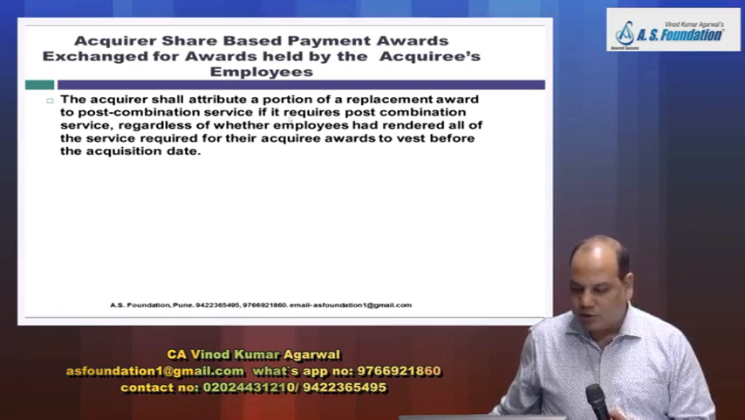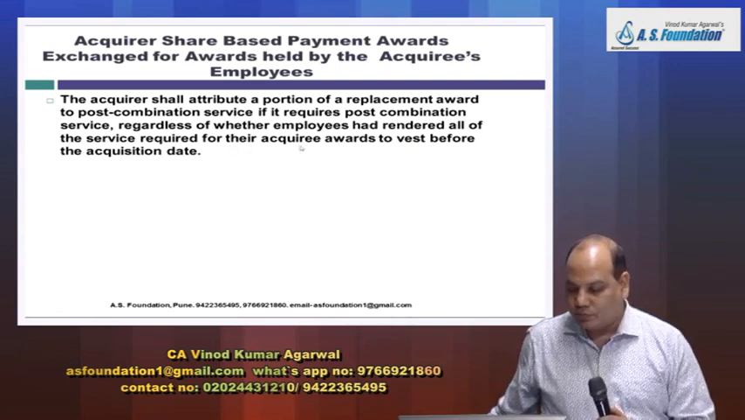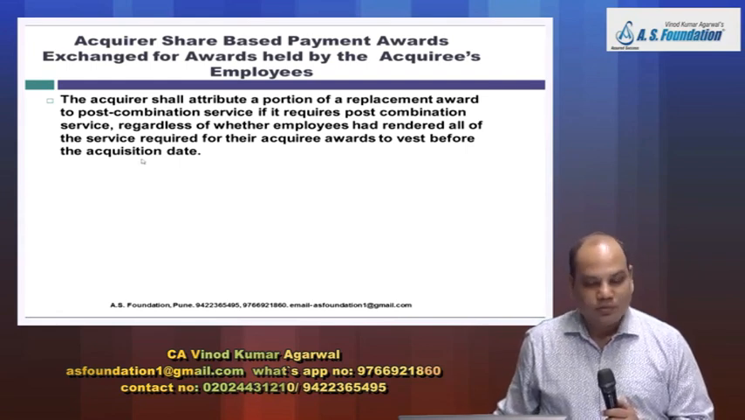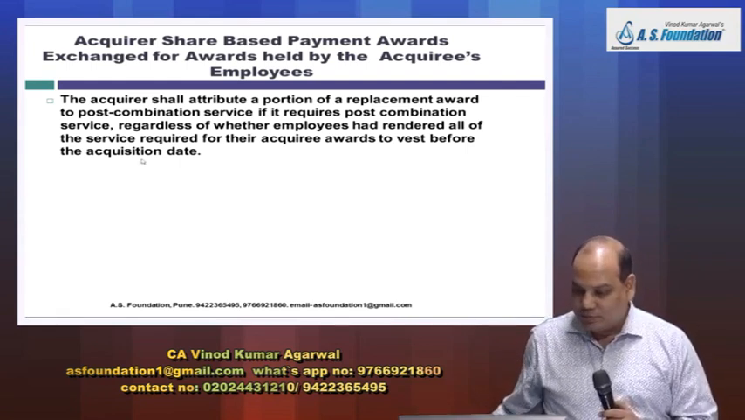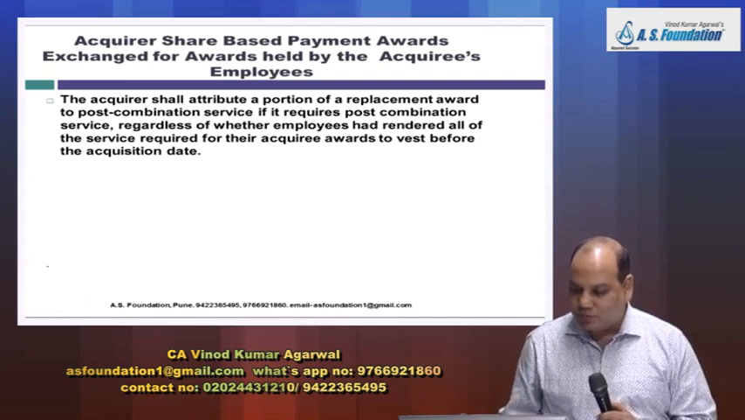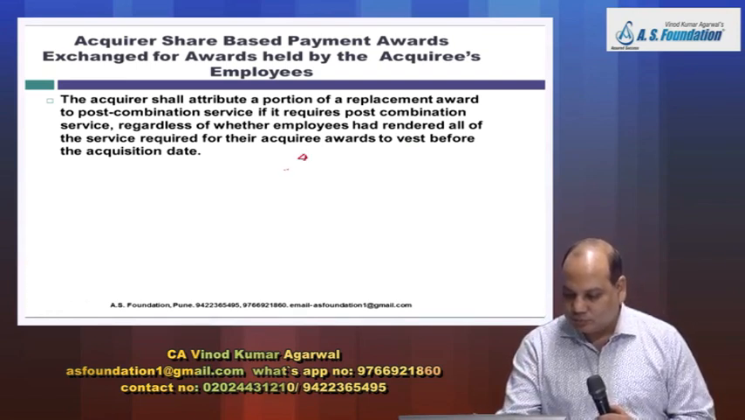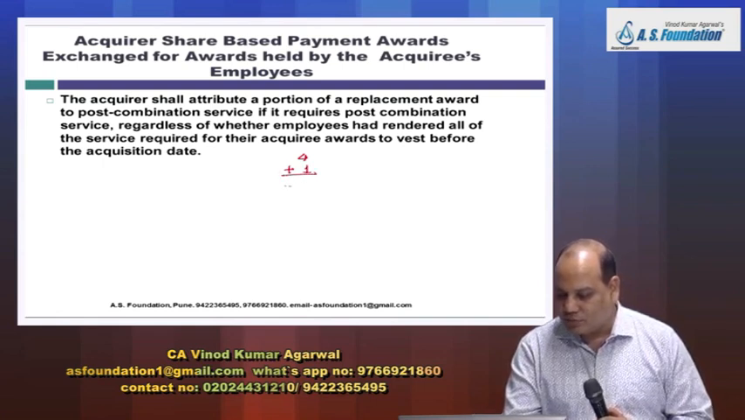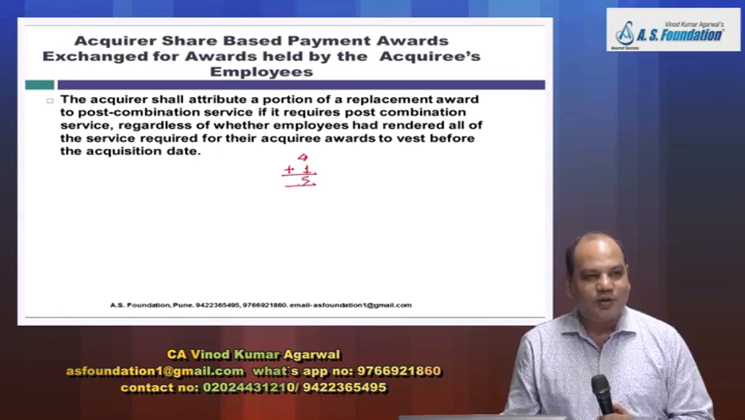The acquirer shall attribute a portion of the replacement award to post-combination service if it requires post-combination service, regardless of whether employees had rendered all of the service required for their acquiree awards to vest before the acquisition date. Now, what does that mean? Suppose the original vesting period was 4 years, but the acquirer says you have to serve one more year.